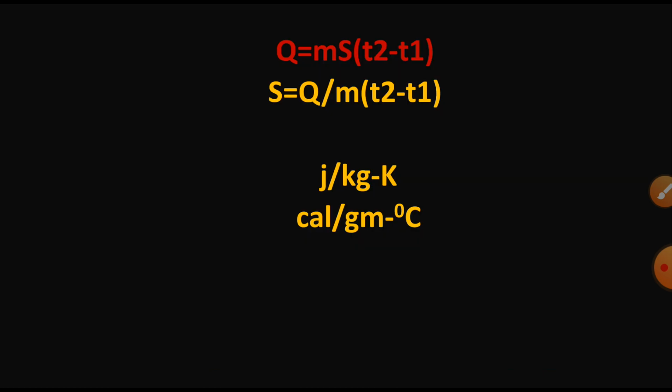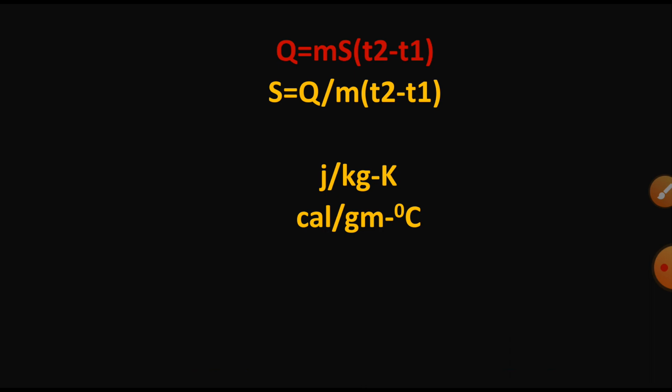Q is the quantity of heat absorbed or released. Q is the quantity of heat absorbed when the substance is heated. When the substance is cooled, Q is the amount of heat released. For that situation also the same formula applies, Q is equal to m into S into T2 minus T1. So specific heat S is equal to Q by m into delta T. Here I am writing T2 minus T1; you may write delta T also.